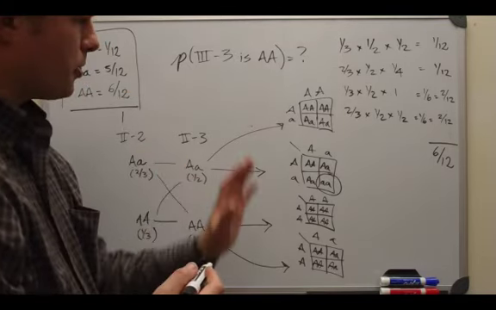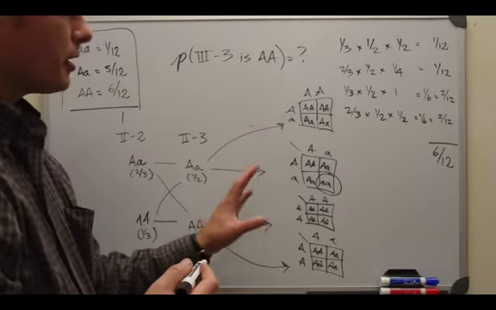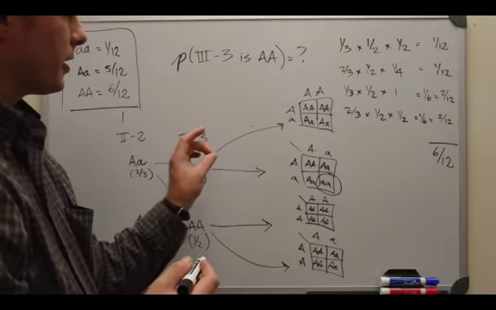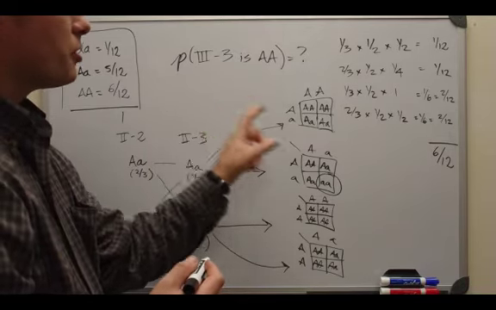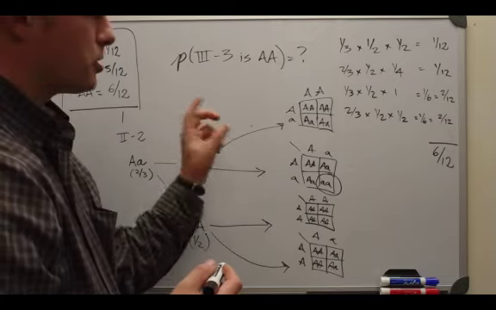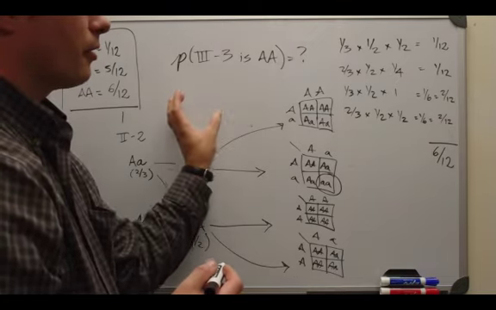So with this approach, you can tackle determining the probability of the offspring of two individuals with an unknown or ambiguous genotype, where it's a probability for either or both.